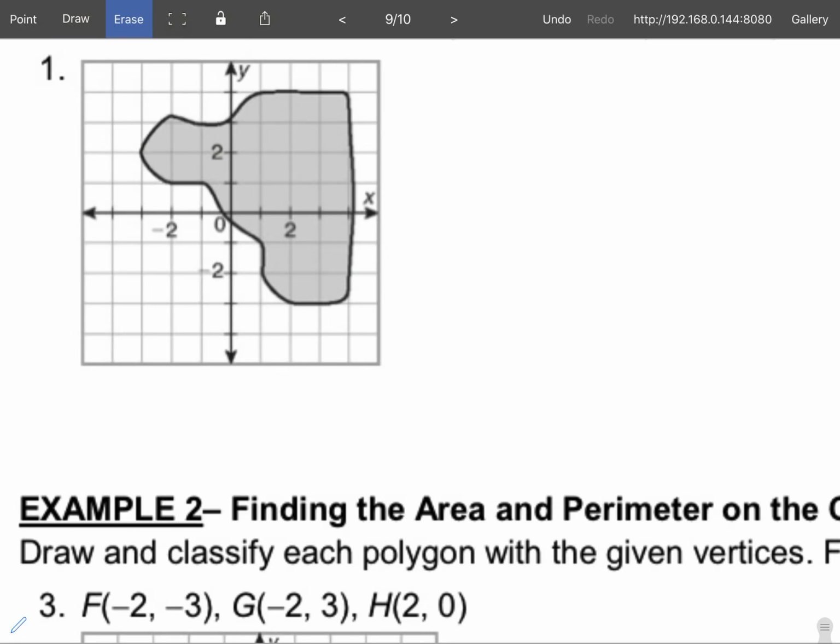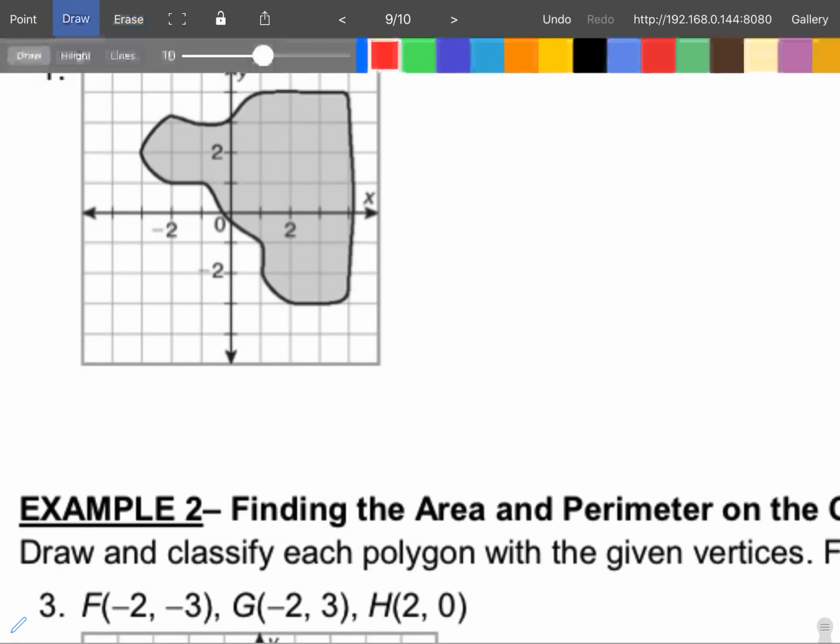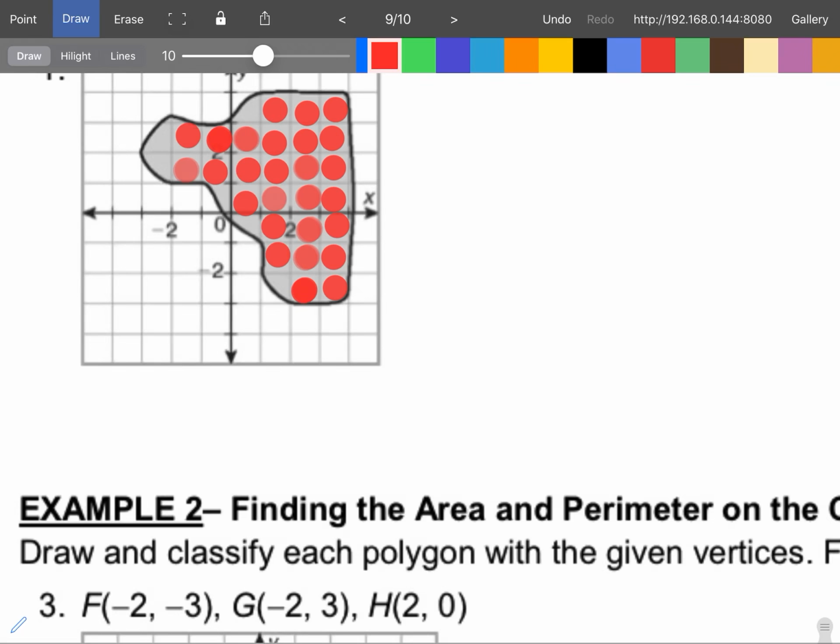All right. So we're just going to count the number of whole squares again. All right, so there's 1, 2, 3, 4, 5, 6, 7, 8, 9, 10, 11, 12, 13, 14, 15, 16, 17, 18, 19, 20, 21, 22, 23, 24, 25, 26, 27. So we got 27 whole squares.